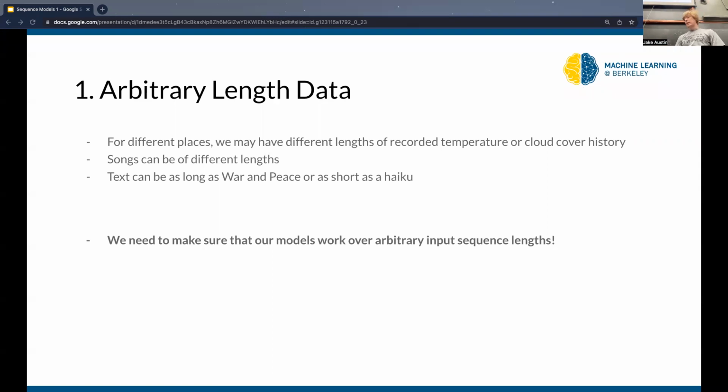Whereas with our normal computer vision models, with our standard deep neural network, we fixed the size of our input. And if you got an input that was of a different size, we would start getting errors, and it was something our model just couldn't handle. So we'd really like to be able to handle data of arbitrary lengths.